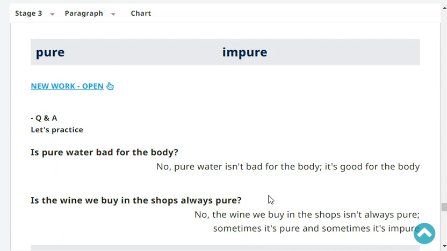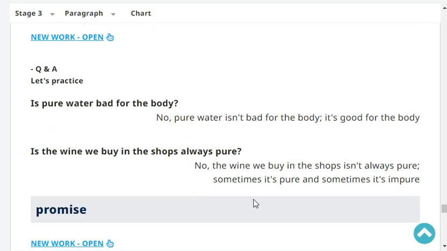Is water bad for the body? No. Pure water isn't bad for the body. It's good for the body.